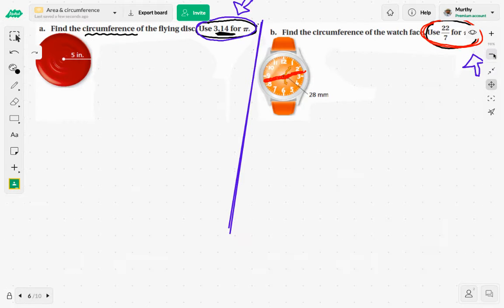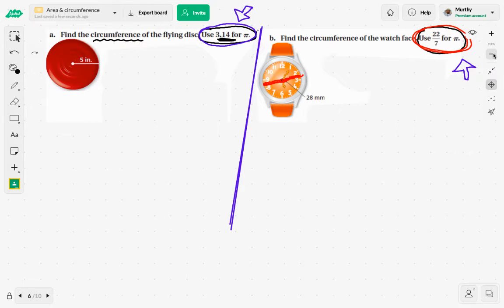Well, let me copy the given information. First, I see that radius equals 5 inches. Then the circumference. Which formula shall I take? Is it pi times diameter? I don't see the diameter in this question, so let me take 2 times pi times radius.